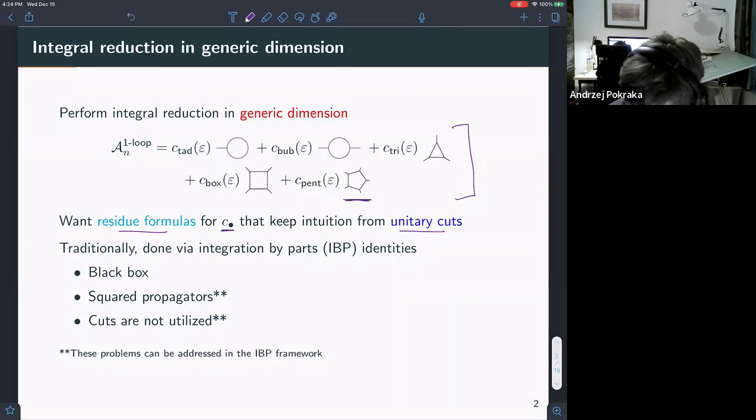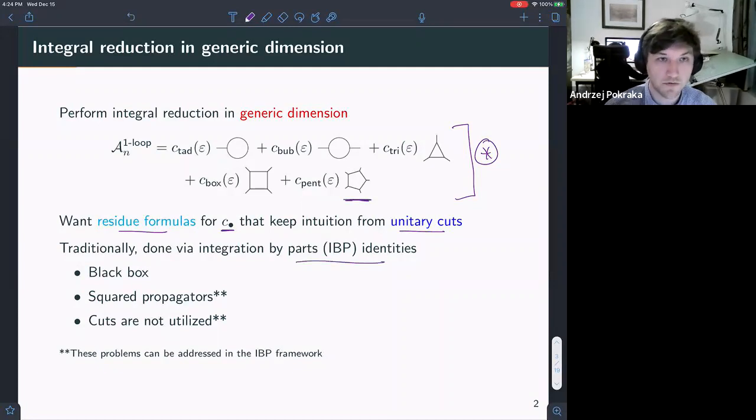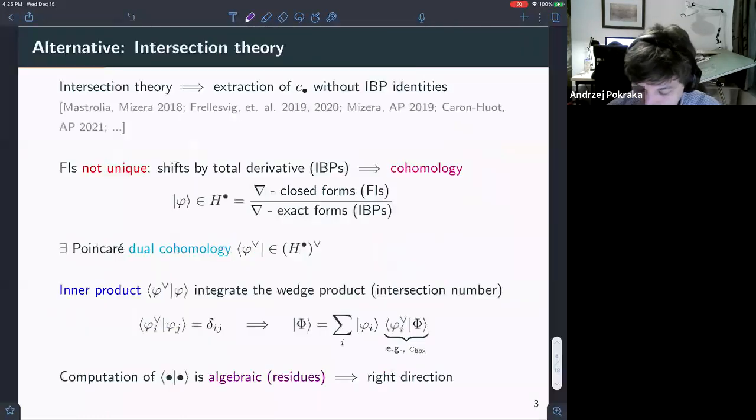And the traditional way of coming by such a decomposition here is using integration by parts identities. And while we have extremely efficient algorithms to do this, they're still a black box. They don't give us a great intuition for when or why cancellations happen. Often, propagators are also squared, so you have to do additional rounds of integration by parts, and cuts are not utilized. So this motivates us to look for additional ways to extract these C's in generic dimensions.